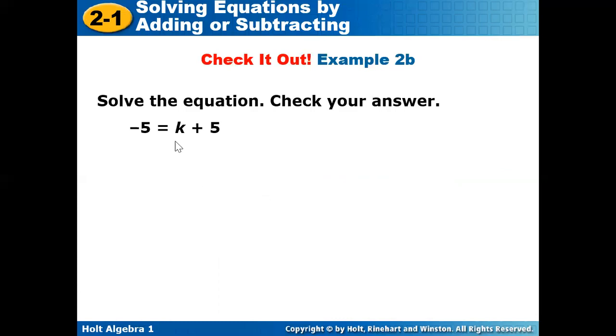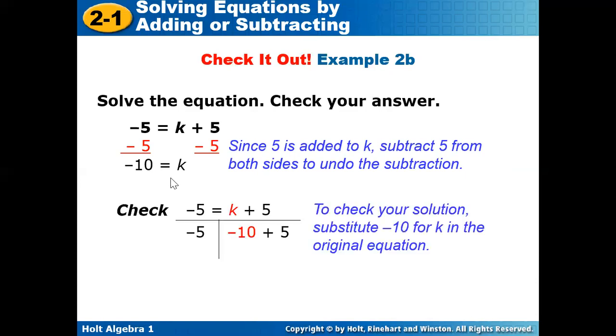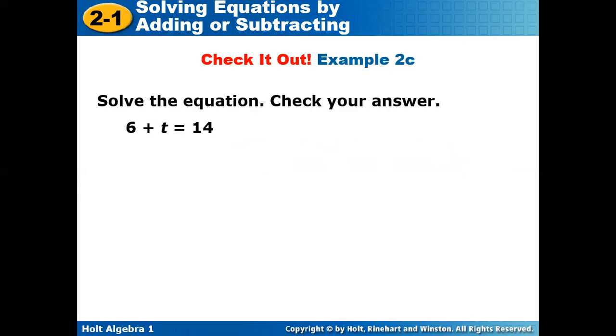All right, so we are adding 5 to k. So we're going to do the opposite operation, so we're going to subtract 5. We do the same thing to both sides of the equal sign. 5 minus 5 equals 0, so that cancels out. -5 minus 5, we are moving to the left on the number line. So we get -10 equals k. Plug it back in. -10 plus 5 does indeed equal -5.